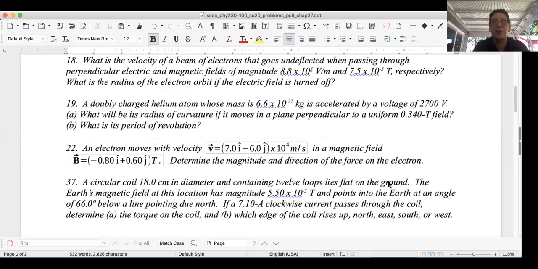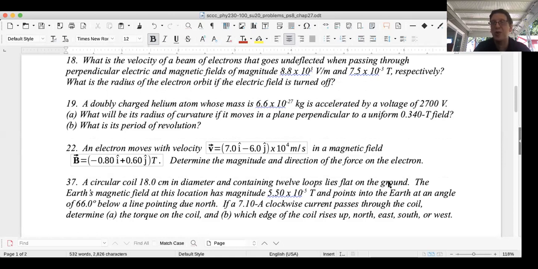So you use the right-hand rule to get the magnitude and direction of the dipole moment. Remember, it's a clockwise current, and the loop of wire is on the Earth's surface, which means the XY plane. So that'll let you figure out the torque on the coil. And remember, the torque points in the direction of the axis of rotation, not the actual rotation. You figure out the rotation using another right-hand rule. You point your thumb in the direction of the torque vector, and your fingers will curl in the direction of the angular acceleration. And then which edge of the coil rises up: north, east, south, or west?